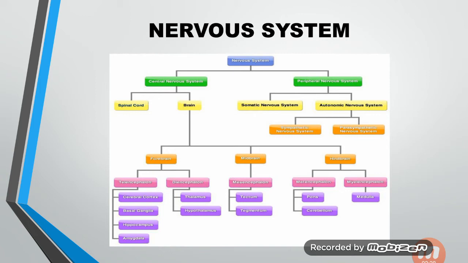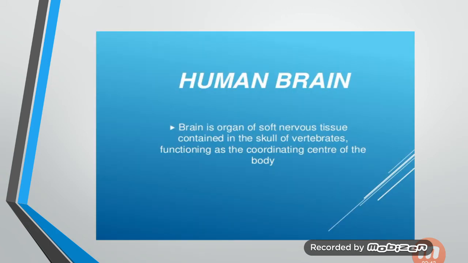Okay, now coming up to the topic, that is brain. So human brain is the organ of soft nervous tissues which is contained in the skull of vertebrates, functioning as the coordinating center of the body. It means the function of the brain is to coordinate different organs to perform different activities as a response of different stimuli.